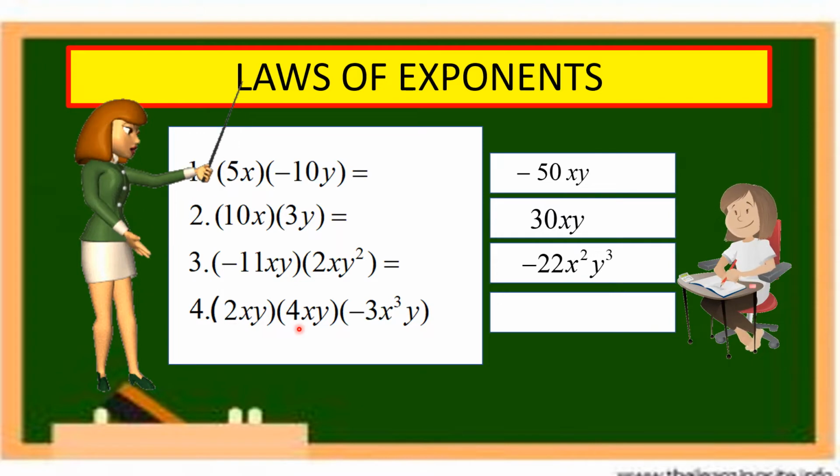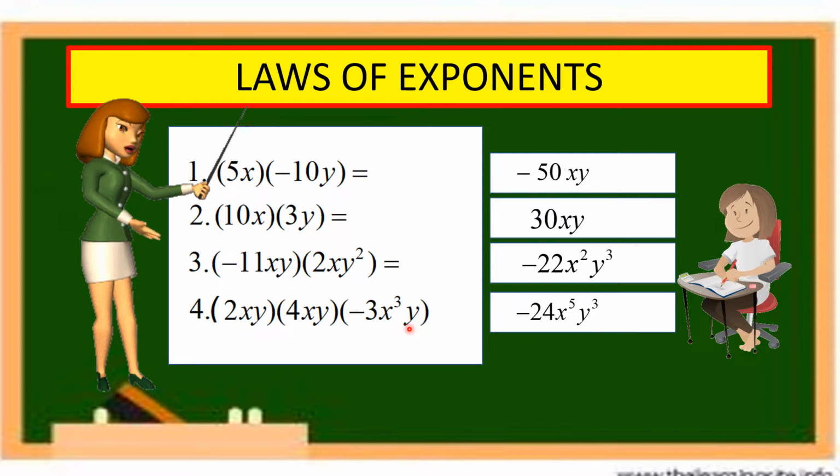2 times 4 is 8. 8 times negative 3 is negative 24. X times x times x cubed is x raised to the 5th. Y times y times y is y cubed. Negative 24, x raised to the 5th y cubed.